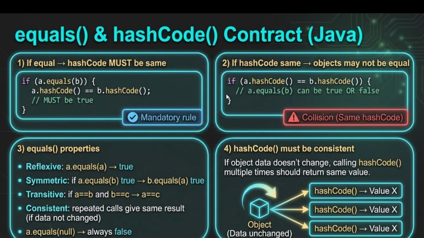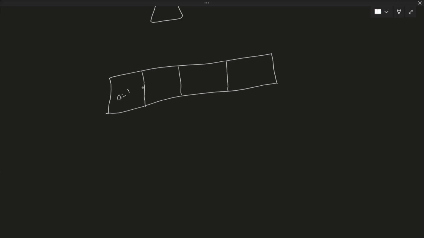This is the contract: if two objects are equal, the hash code must be the same. Suppose I have A equal to 1, B equal to 2, C equal to 3, D equal to 4. Now I am planning to add C equal to 5. Now I find the key will be the same here and here.